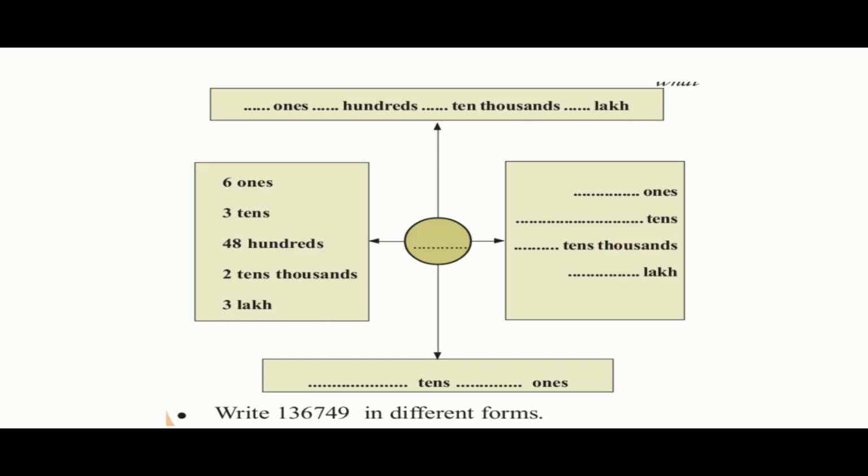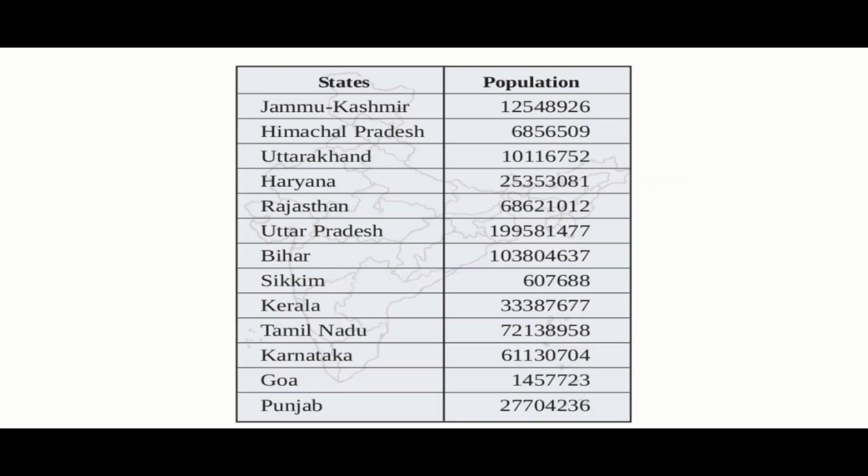Then at the bottom there is another column. Write 1,36,749 in different forms. That also you should do in this way. Then another thing, this table shows different states in India and populations in each state.